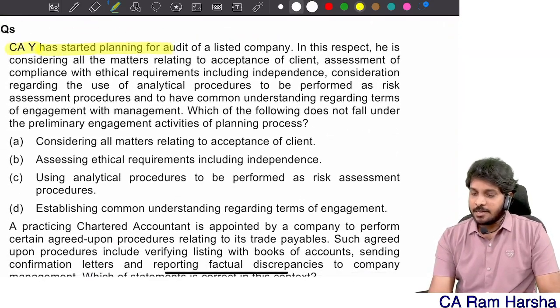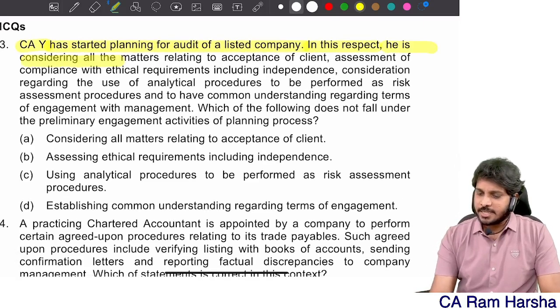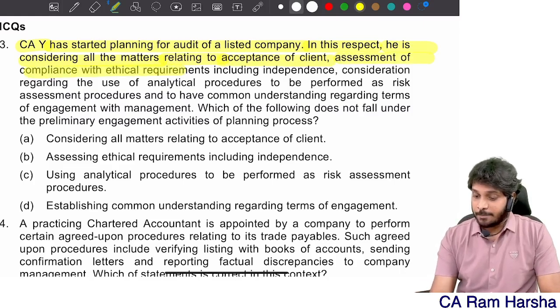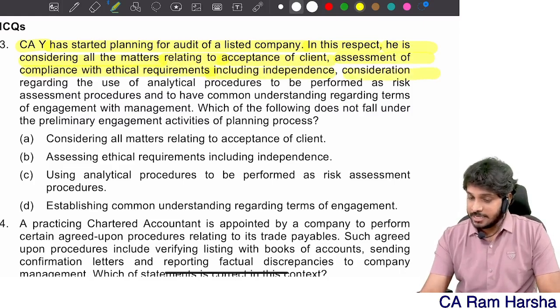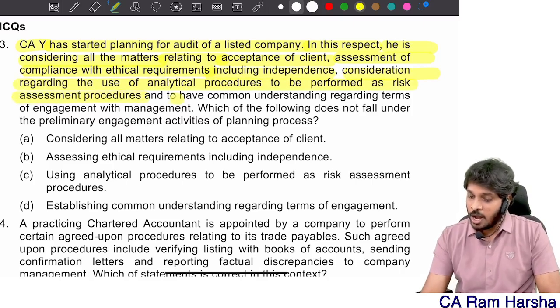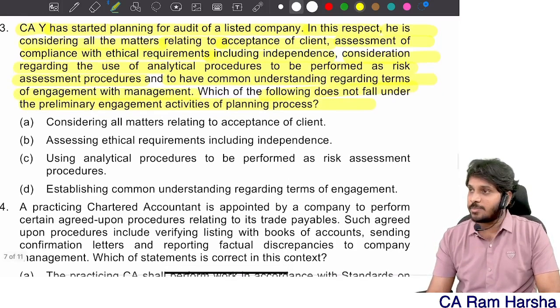CAY has started planning for audit of listed company. In this respect, he is considering all matters relating to acceptance of client, assessment of compliance with ethical requirements including independence, consideration regarding use of analytical procedure to be performed as risk assessment, to have a common understanding regarding terms of engagement with the management. Which of the following does not fall under preliminary engagement?